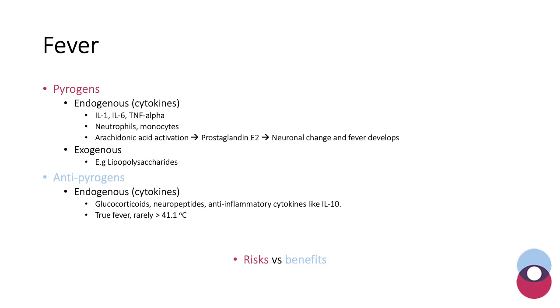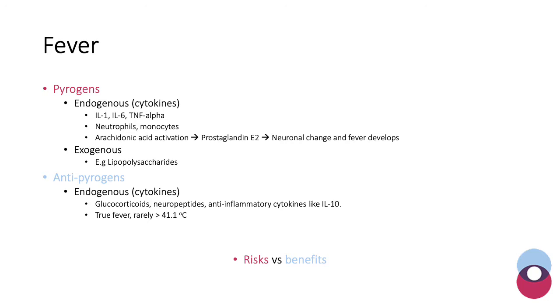Typically, these increases in the cytokines will then cause a neuronal change, and you will have the development of a fever. Exogenous pyrogens can, for example, include lipopolysaccharides, which are a component of, for example, the gram-negative cell wall. Antipyrogens, on the other hand, will also be produced at the same time and include glucocorticoids, neuropeptides, and also anti-inflammatory cytokines such as IL-10. These contribute to such degree that your fever truly will increase more than 41.1 if it is truly a fever.